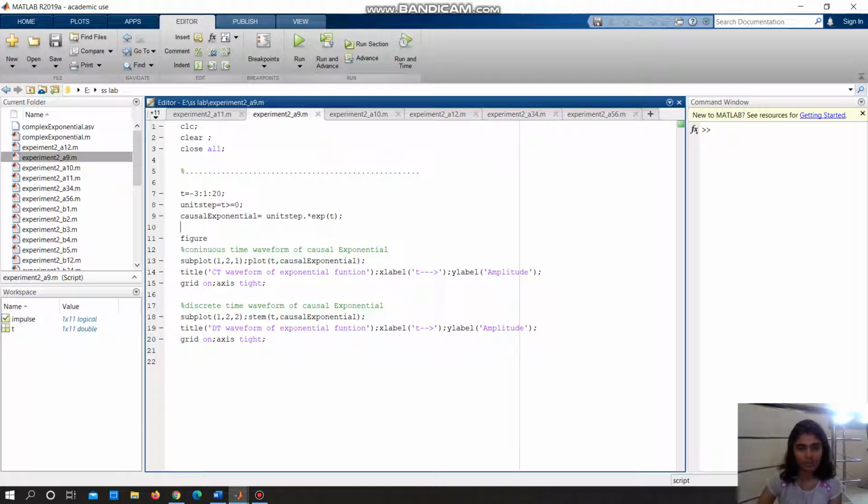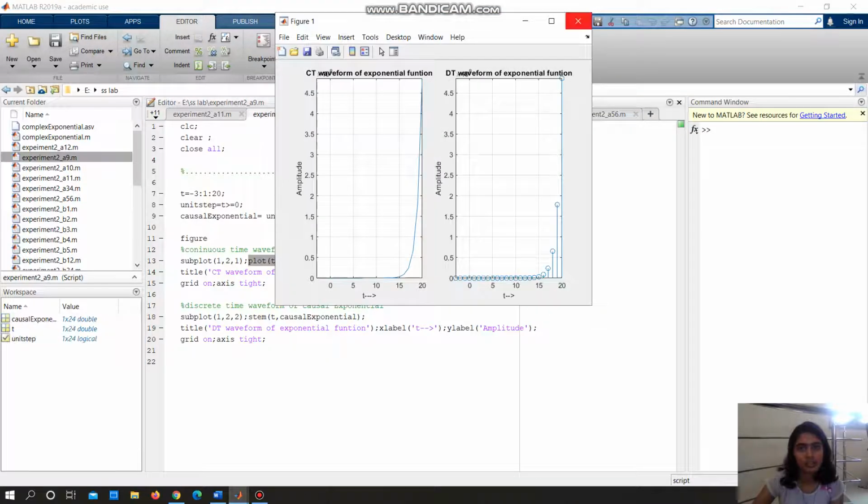A causal exponential can be defined in this way. It is unit step product exponential of t. It actually means it is equal to exponential of t for values of t greater than 0. It is equal to 0 for all the values of t less than 0. So I have defined causal exponential here and I have used it in plot function to plot this causal exponential in this way.